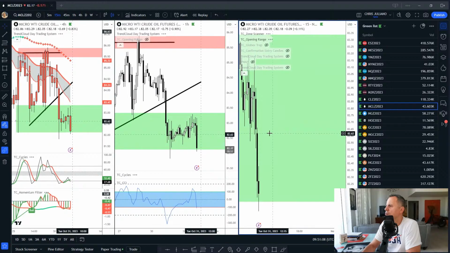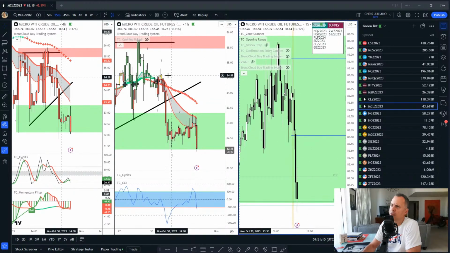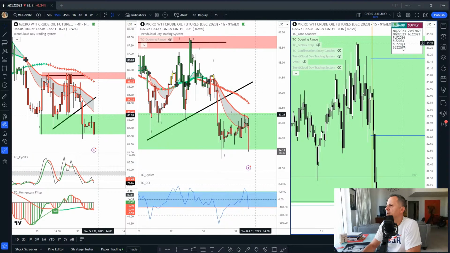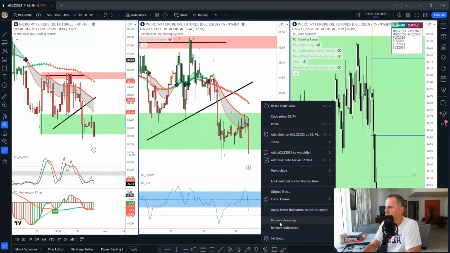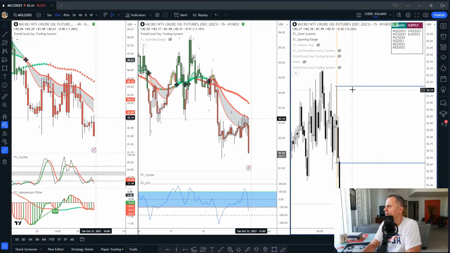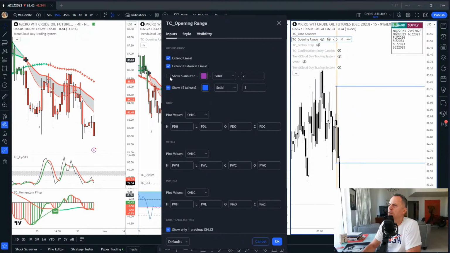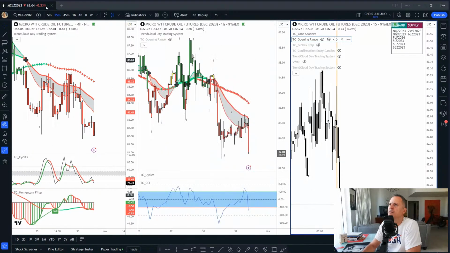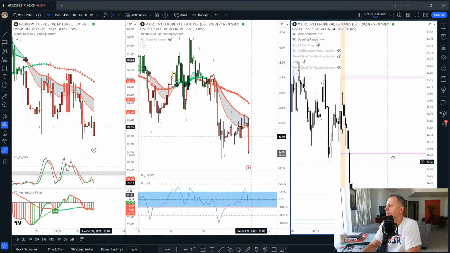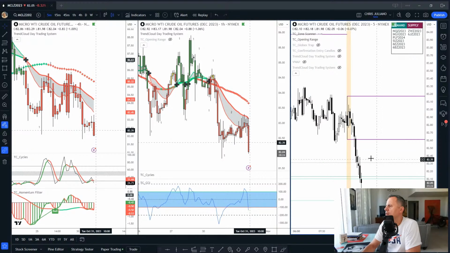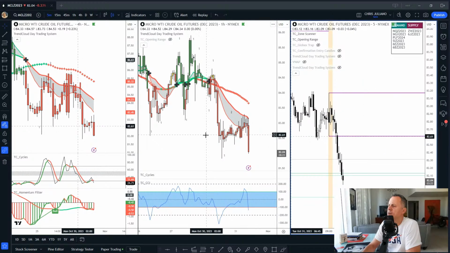Go to the micro crude. And what do we got going on here? It's not picking up on the scanner. It should start picking up on the scanner, though, because look what we got here. Double click onto that opening range, 5 minute chart. So we have just broken out to the downside.